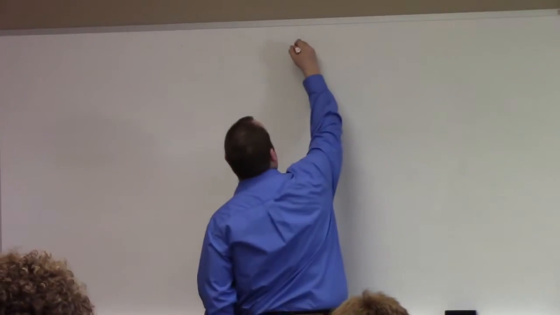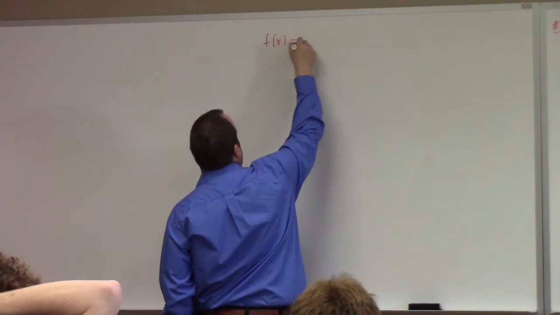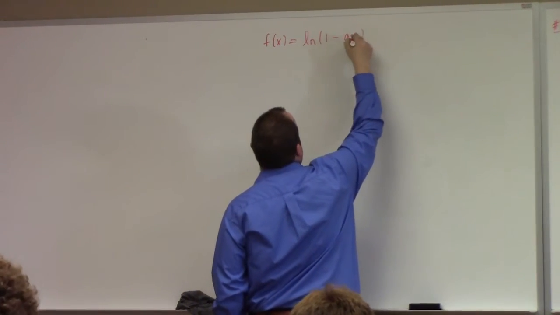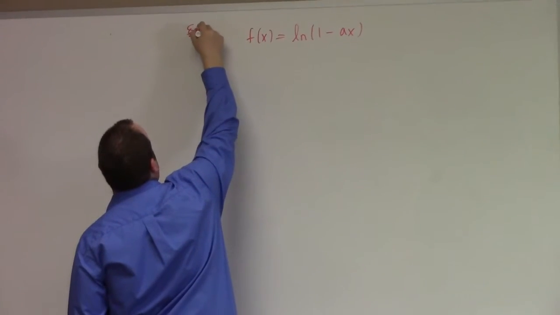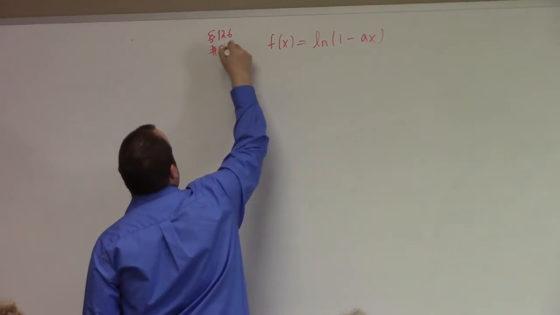Number 56, can you use stuff from 12.8? In 12.6, number 56, natural log of 1 minus ax. I'm just asking if I can use 12.8 stuff. Yes. So Mr. An's question is, for section 12.6, number 56, can you use 12.8 stuff for that?